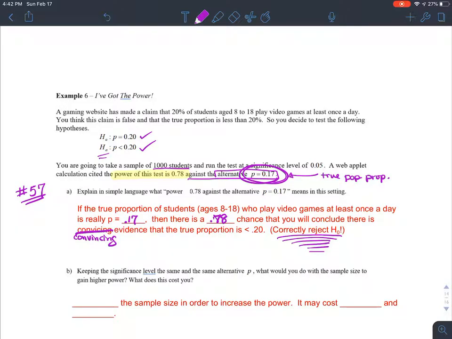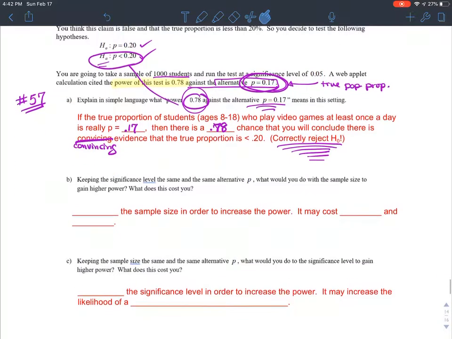Okay? So when they tell you, hey, the power of this test is a certain number against an alternative, that's saying, assuming this is the truth, these are the chances that you would correctly reject the null hypothesis in favor of that alternative. Okay? You might need to look back at this example. That is the interpretation right here that you're going to want to use when you do number 57. Okay? Now, the rest of these are relatively simple.